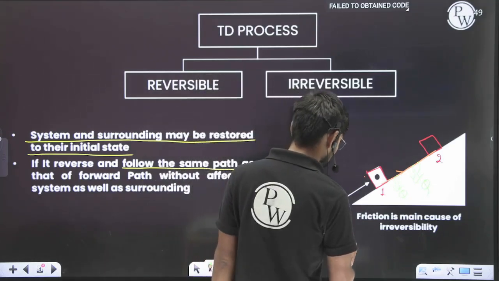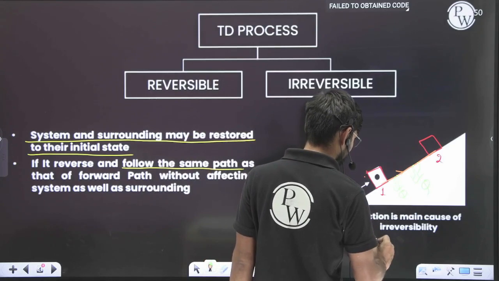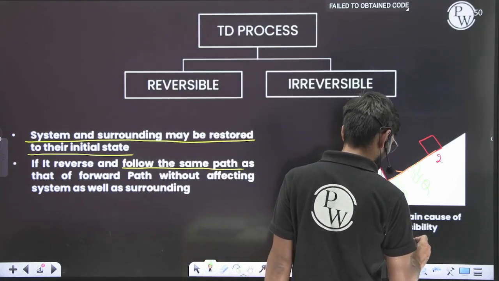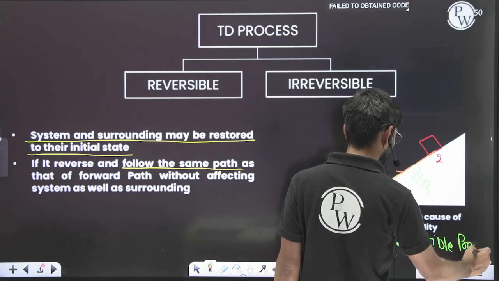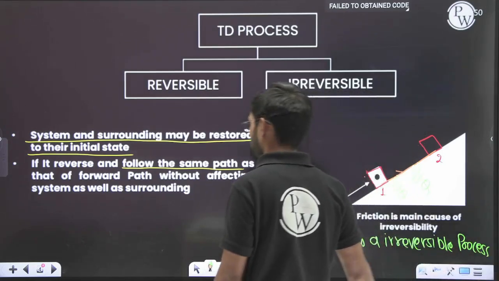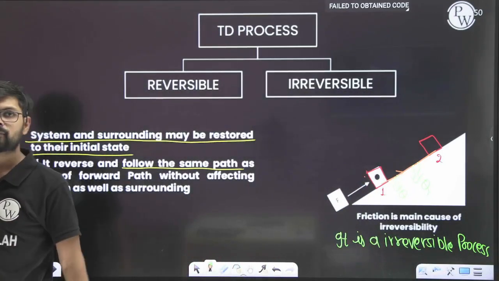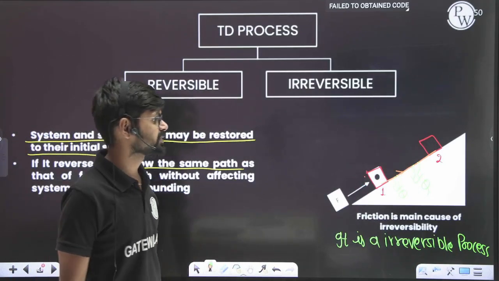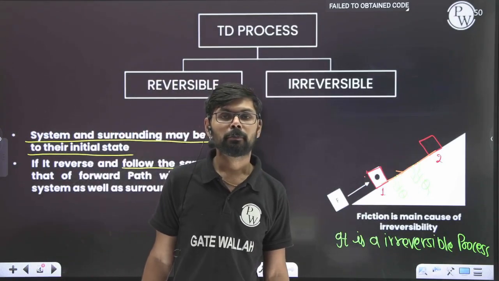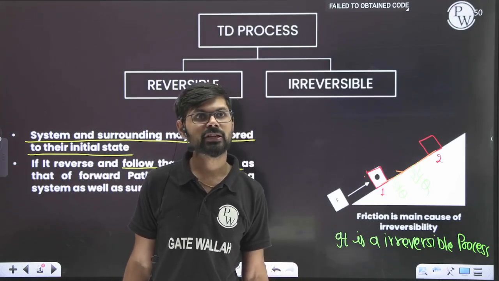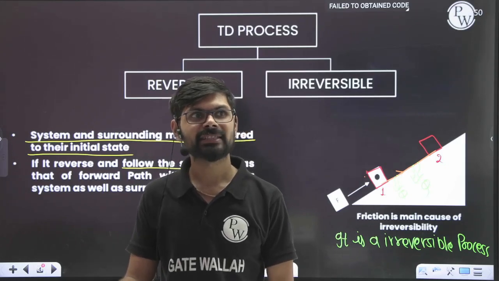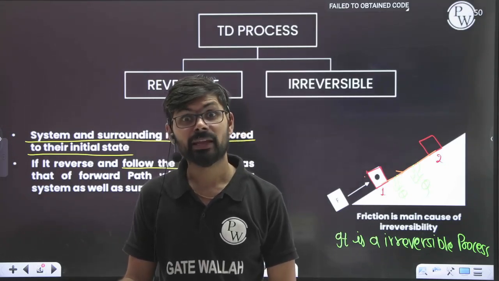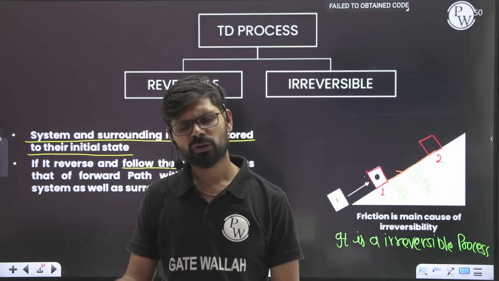It is an irreversible process. Is it clear? So it is irreversible, and friction is one of the major causes of irreversibility. In thermodynamics, irreversibility is happening mainly because of this friction, right? And a few more reasons are there.